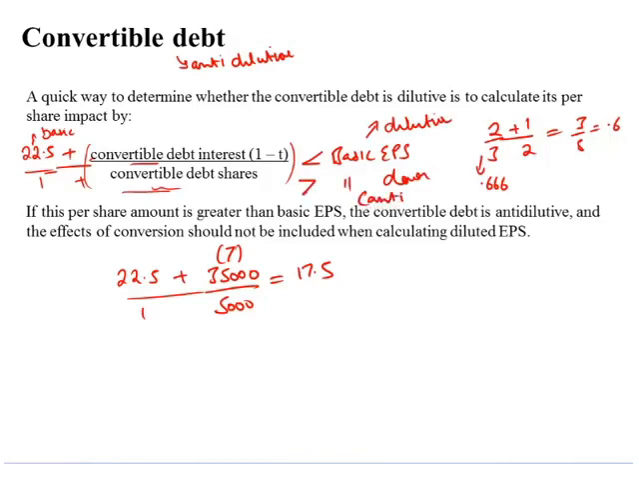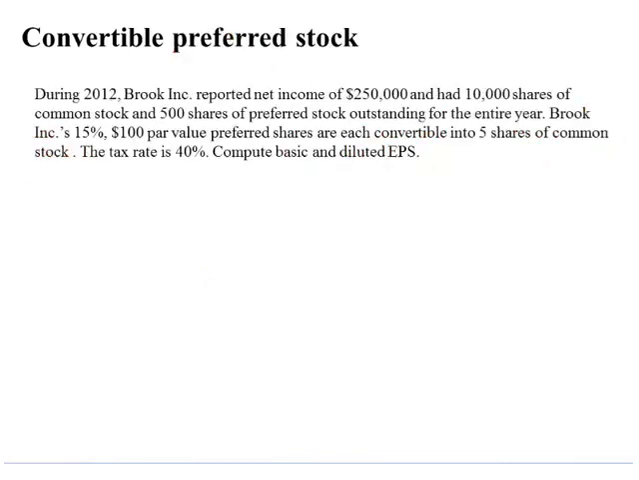You can stop solving the question and just conclude that the convertible debt is anti-dilutive and the basic EPS will be the same as the dilutive EPS. The last potentially dilutive security that we'll study is called convertible preferred stock.